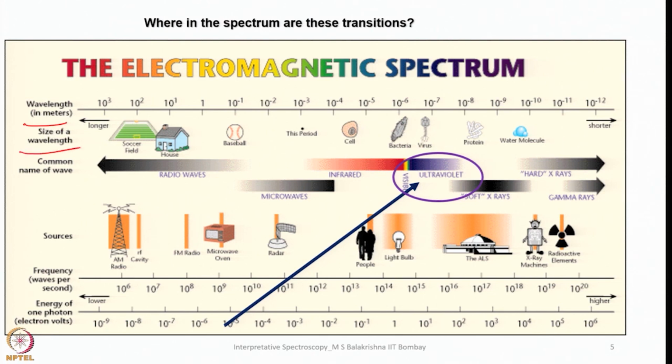What would happen to the size of wavelength from left to right, and the common name of each wave we have also given. For example, radio waves, microwaves, infrared, visible, ultraviolet, soft X-rays, hard X-rays, and gamma rays. The sources of these corresponding frequencies are also shown here, and frequency in waves per second, and also the energy of one photon in electron volts. It's a very useful slide, just go through it.